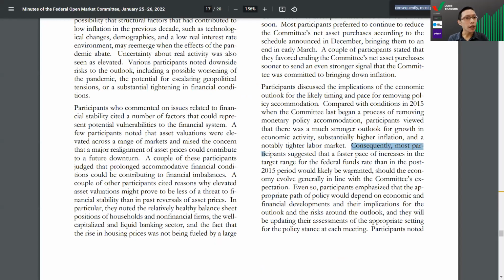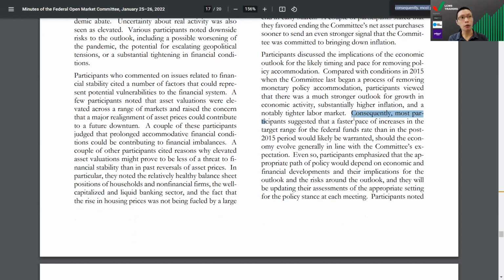The first point is regarding interest rate hikes. I think I should start from here. Participants discussed the implications of the economic outlook for the likely timing and pace for removing policy accommodation, compared with conditions in 2015 when the committee last began a process of removing monetary policy accommodation. Participants viewed that there was a stronger outlook for growth in economic activity, substantially higher inflation, and a notably tighter labor market. Consequently, most participants suggested that a faster pace of increases in the target range for the federal funds rate than in the post-2015 period would likely be warranted.